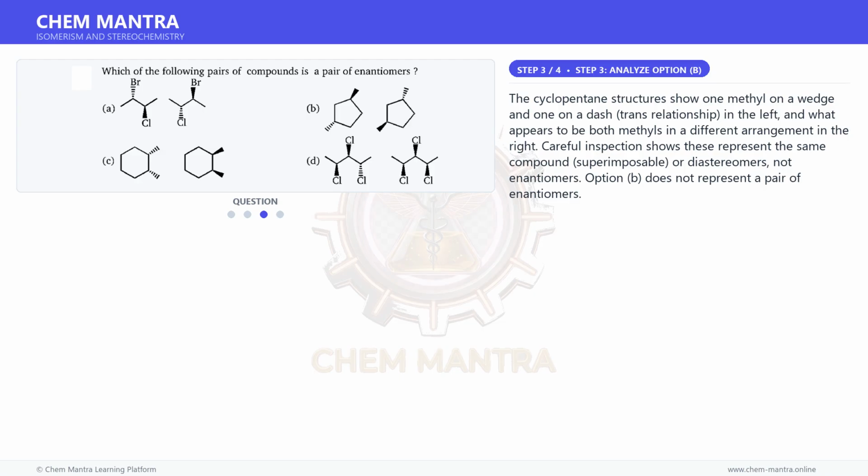Moving on to the next step. The cyclopentane structures show one methyl on a wedge and one on a dash, trans relationship, in the left, and what appears to be both methyls in a different arrangement in the right. Careful inspection shows these represent the same compound, superimposable, or diastereomers, not enantiomers. Option B does not represent a pair of enantiomers.